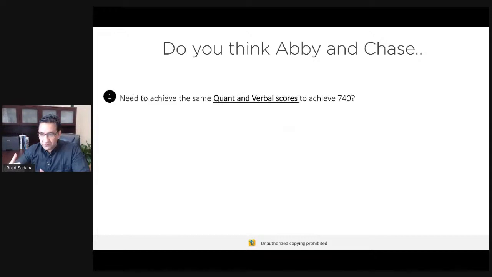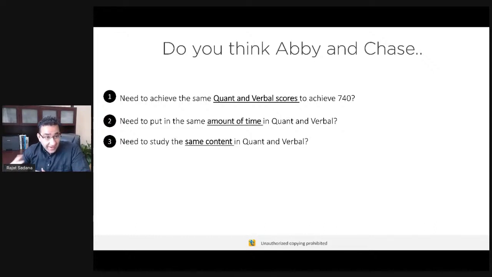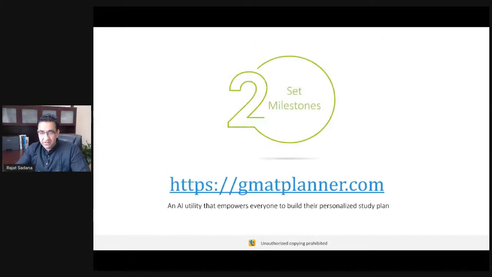So first question for you: do you think Abby and Chase need to achieve the same quant and verbal scores to get to that 740 score? Do they need to put in the same amount of time in quant and verbal? And the third thing, which probably is the most important, do they need to study the same content in quant and verbal? The answer to each one of these questions is no. They don't need to achieve the same quant and verbal scores, the times that you're going to really see in quant and verbal are going to be different, and the content that they study is going to be different as well.